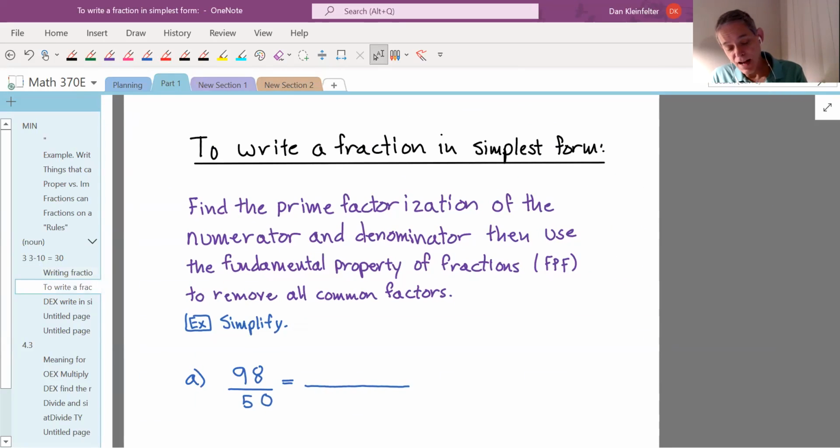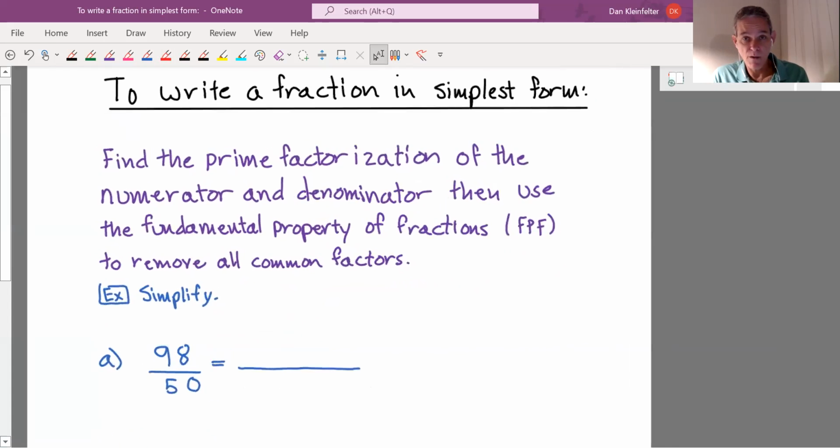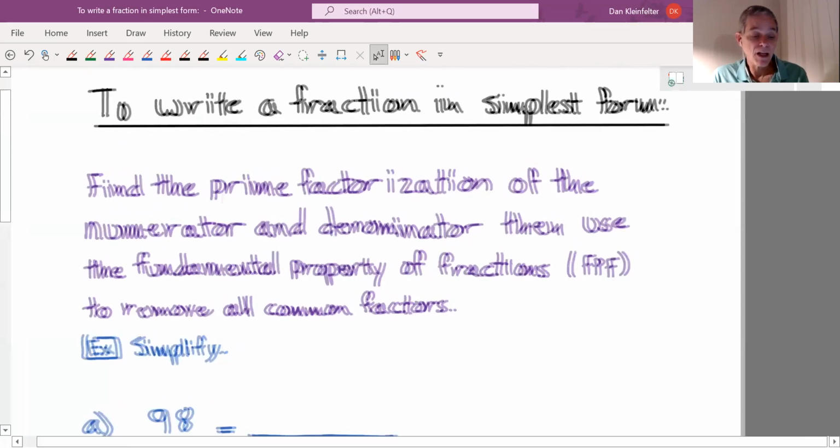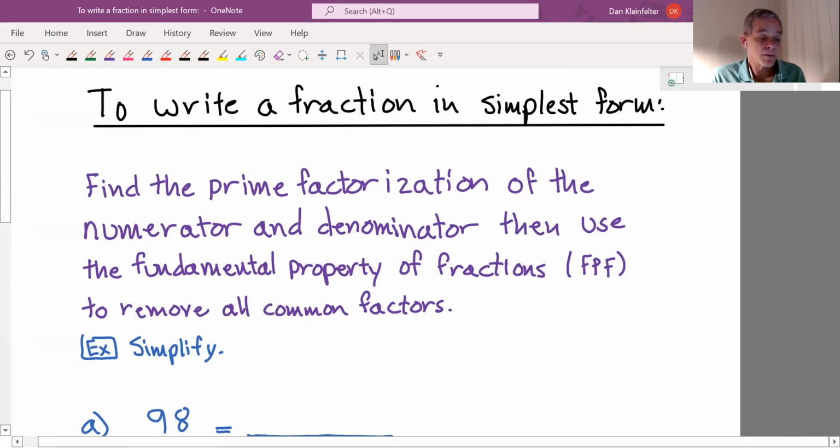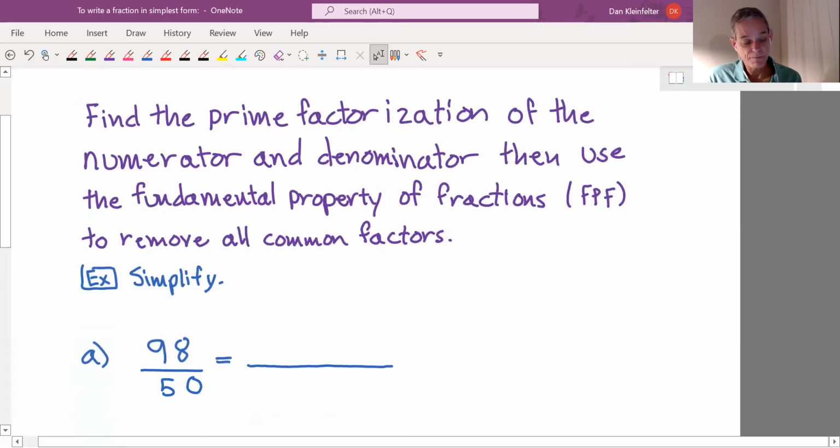How to write a fraction in simplest form, now that we know what simplest form looks like. To write a fraction in simplest form, you find the prime factorization of the numerator and denominator. That's why we did prime factorization, because of this. Then use the fundamental property of fractions, or FPF, to remove all the common factors.